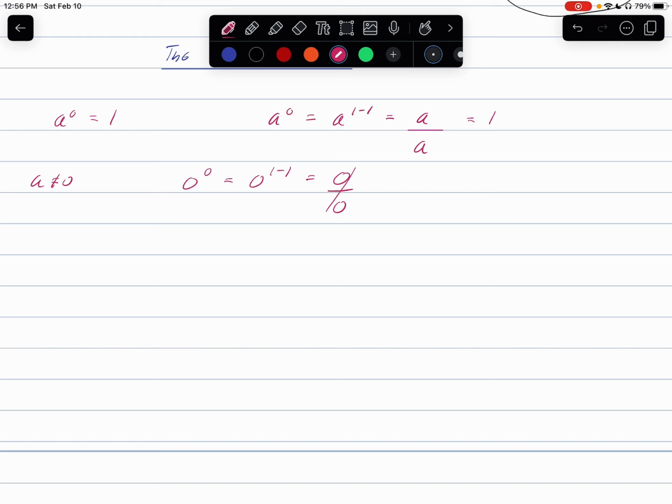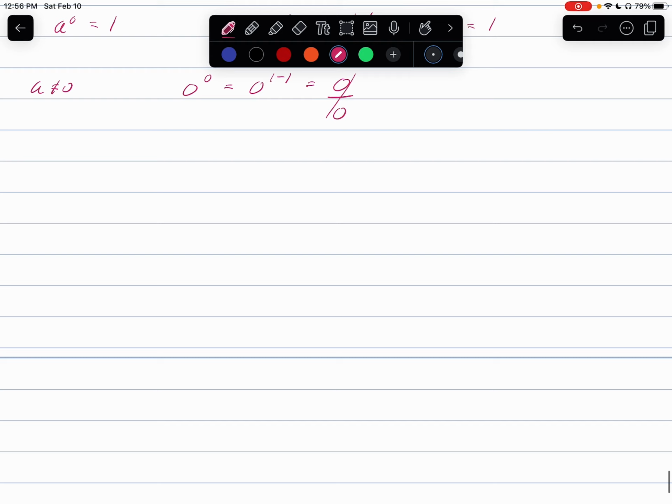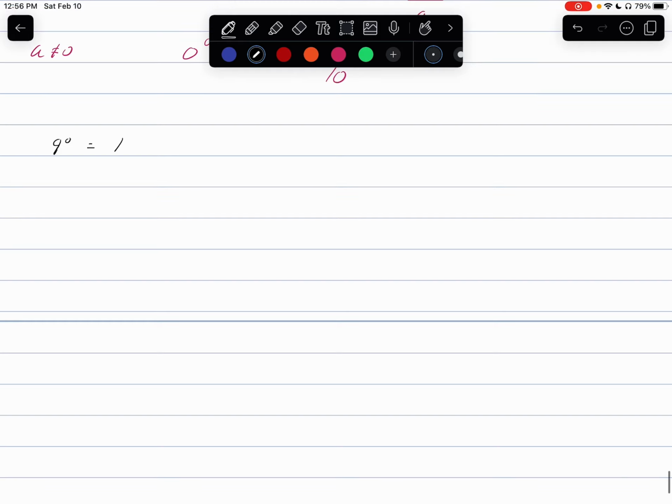So we just say that as long as a isn't 0, any number, if we raise it to the 0th power, it is always 1, no matter what. Okay, so let's just do a couple of really quick examples. Let's say we have, I don't know, 9 to the 0, super easy, 1. Any number raised to the 0th power, it's 1.